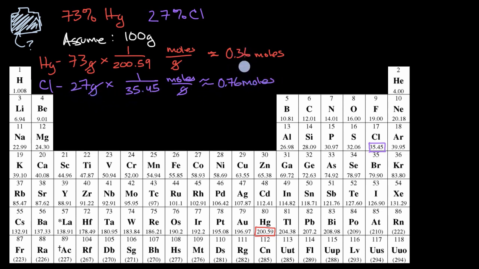And so what's the ratio here? Well, it looks like for every 1 mercury atom, there is roughly 2 chlorine atoms. If I take 2 times 0.36, it is 0.72, which is roughly close. It's not exact. But when you're doing this type of empirical analysis, you're not going to get exact results. And it's best to assume the simplest ratio that gets you pretty close.